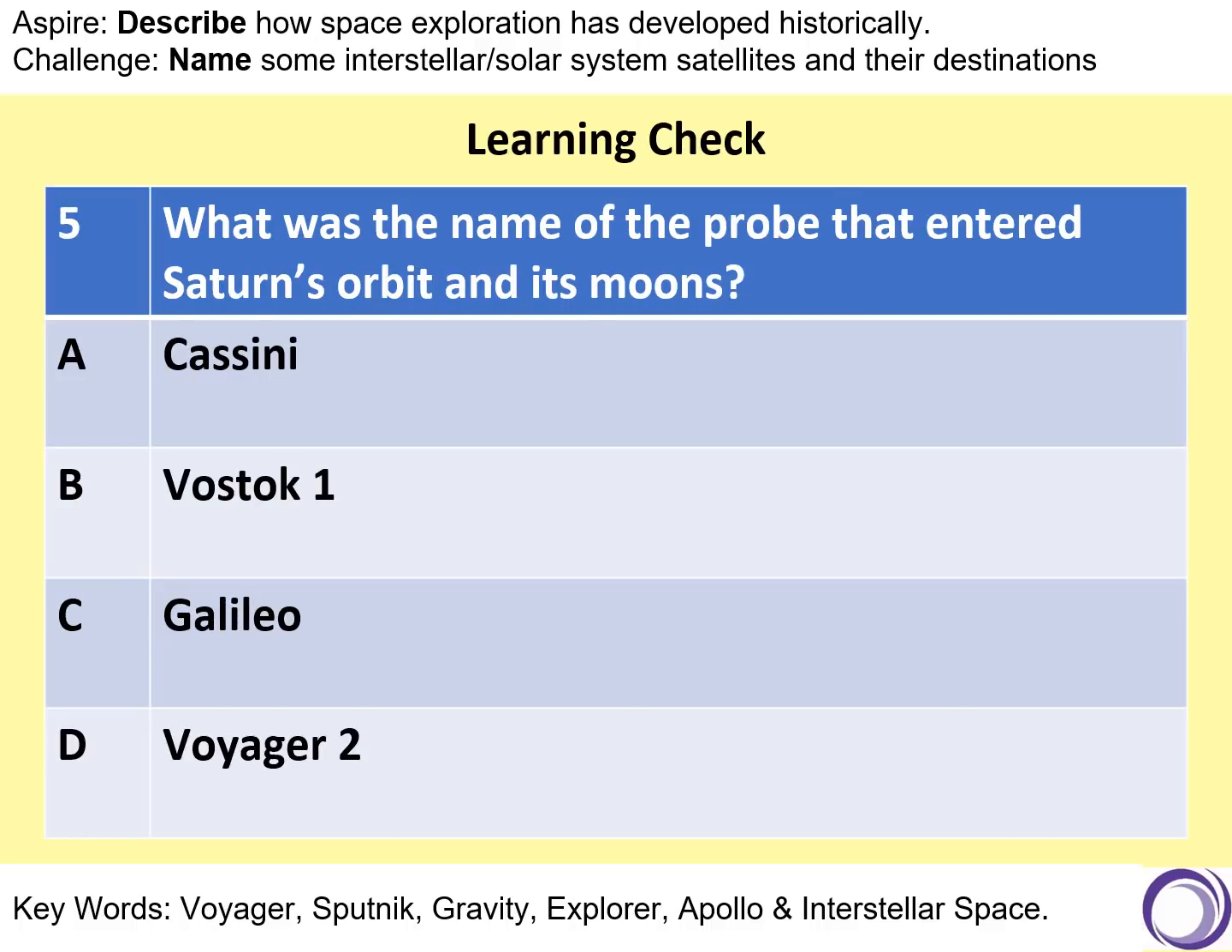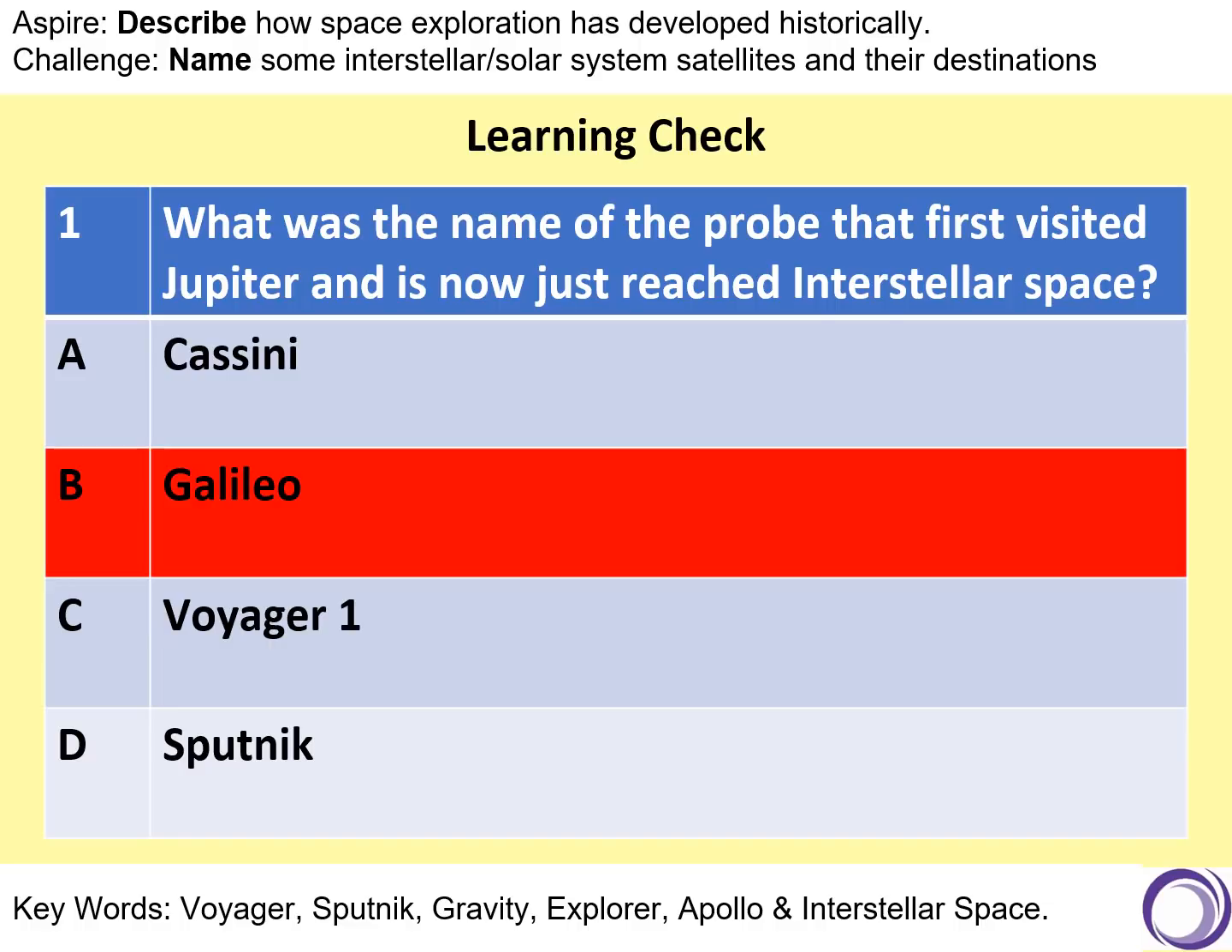And the final question, what was the name of the probe that entered Saturn's orbit and its moons? Was it A, Cassini, B, Vostok 1, C, Galileo, D, Voyager 2? Right, let's check the answers. Question number 1, what was the name of the probe that first visited Jupiter and has now just reached interstellar space? It was Galileo, B.